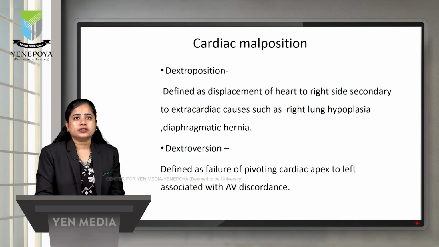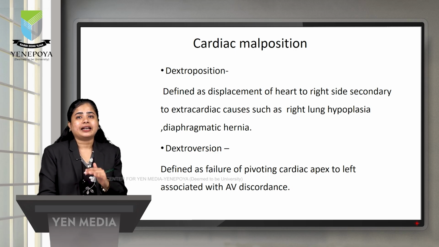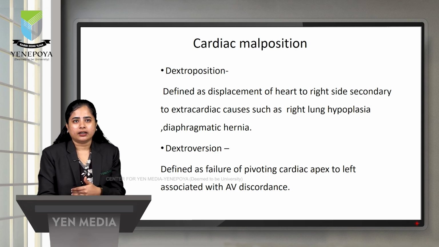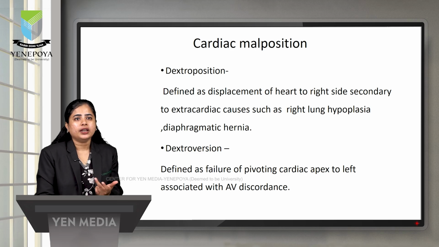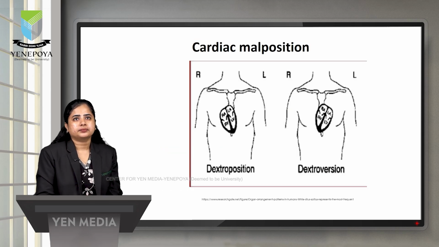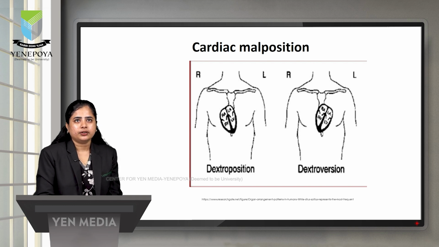There is terminology also called dextroposition and dextroversion. Dextroposition is the displacement of the heart to the right side, which is secondary to other extracardiac causes such as right lung hypoplasia or diaphragmatic hernia. And dextroversion is defined as failure of the cardiac apex to pivot to the left during embryology. So the cardiac apex will not pivot into the left, and this is usually associated with AV discordance. So these are the diagrams for dextroposition and dextroversion.